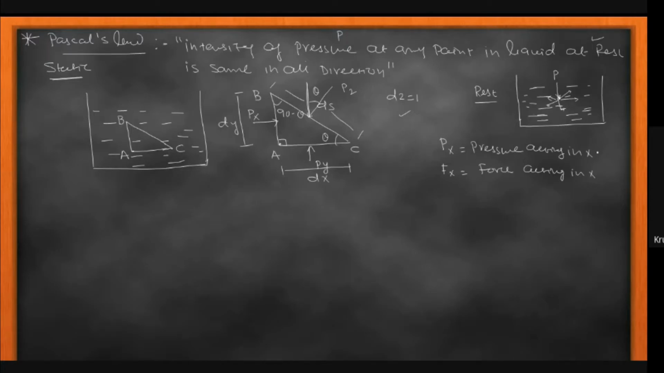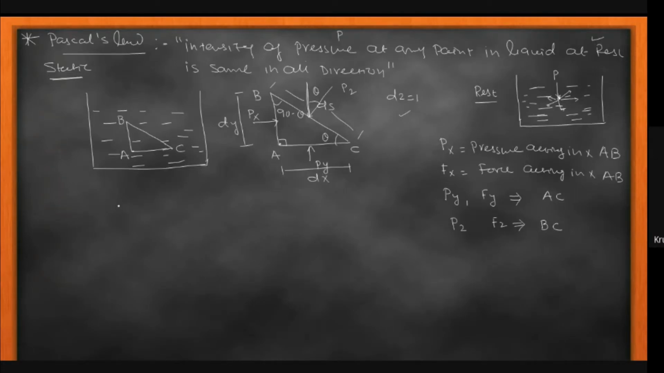This px is acting on the faces, that is face AB. This is also on the AB faces. Then py and Fy, that is the force and pressures acting on the surface, that is the AC. It is acting on the surface AC. Pz and Fz is the pressures and force acting on the surfaces, that is the BC surfaces.